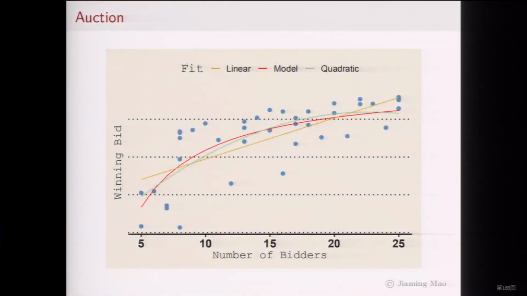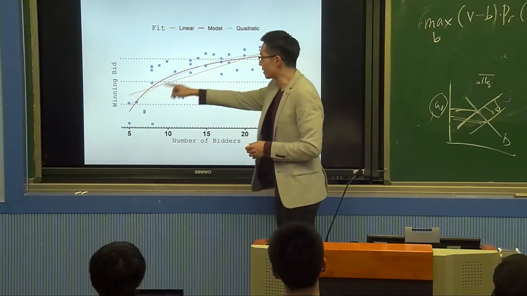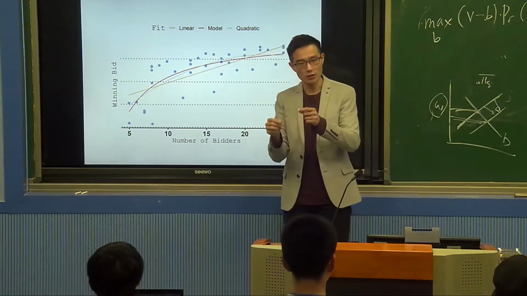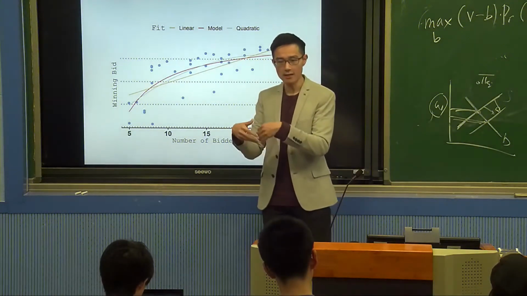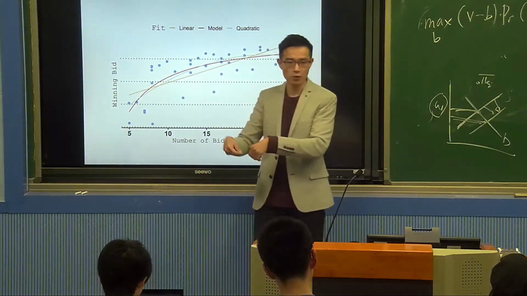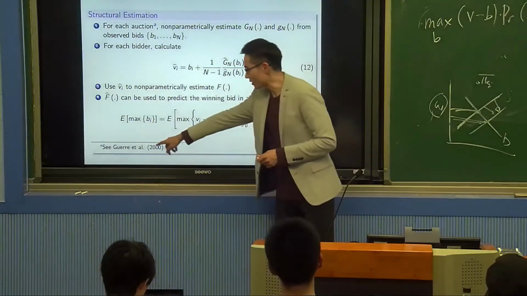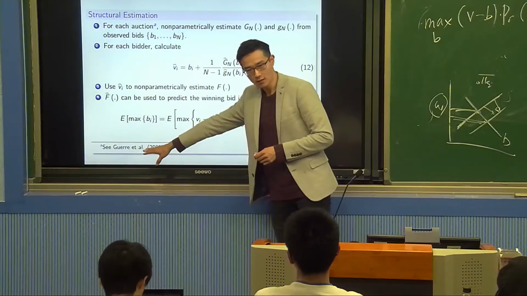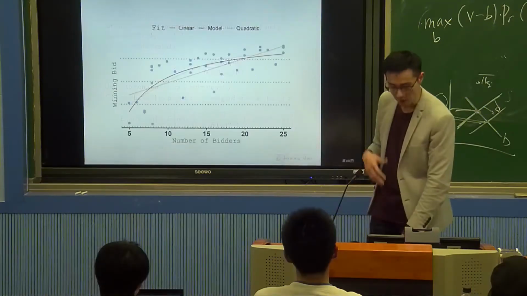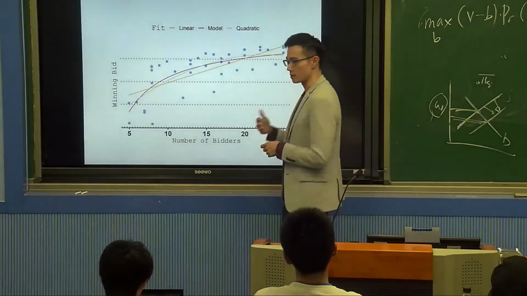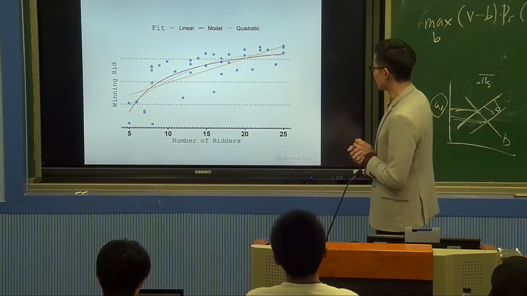So this is the result. The result is this red line, which I call model. This red line is my prediction after doing the so-called structural estimation, where I treat the model seriously, use the model to help me estimate the underlying V, and then use the underlying V to predict the winning B. Now, if you're interested in how exactly to do that, you can take a look at this paper, because the methodology comes from the Guerre, Perrigne and Vuong 2000 econometrica paper, which is one of the first really nice papers that estimates auctions using a structural approach.